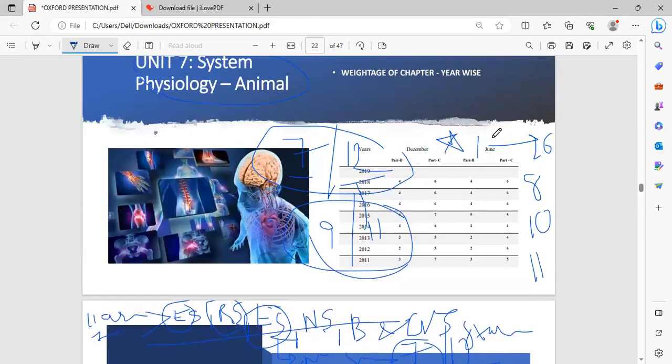First of all, we have to prepare very well in these 6 chapters. After that, genetics, and next ecology, evolution. At last, we have to focus on 2 chapters from among these 4.